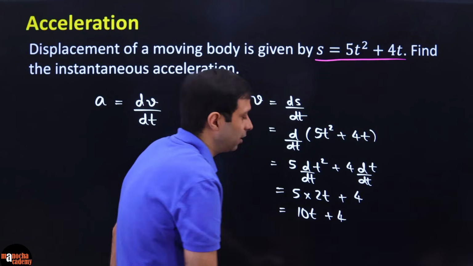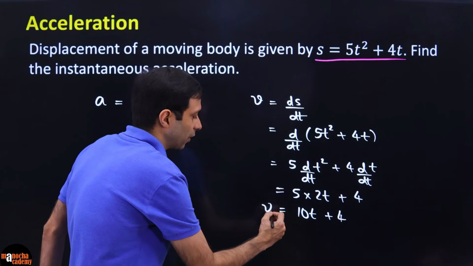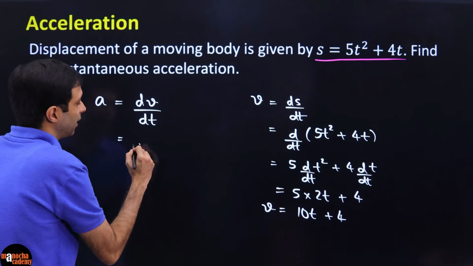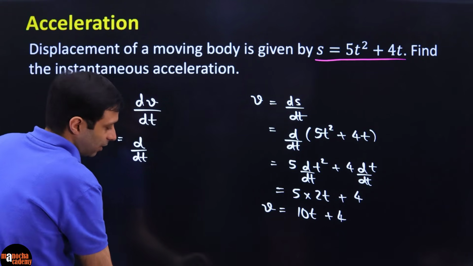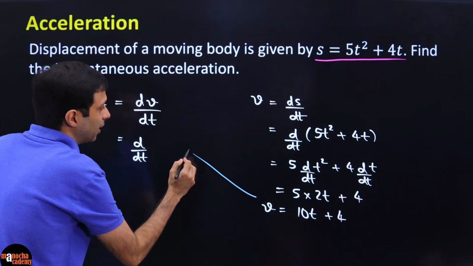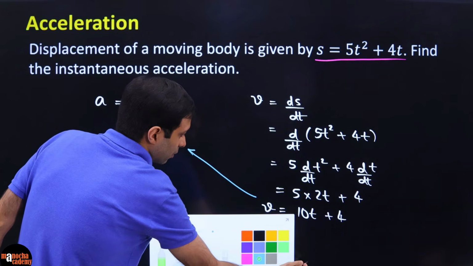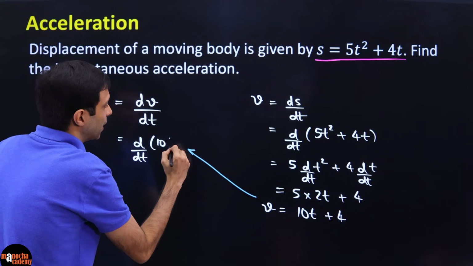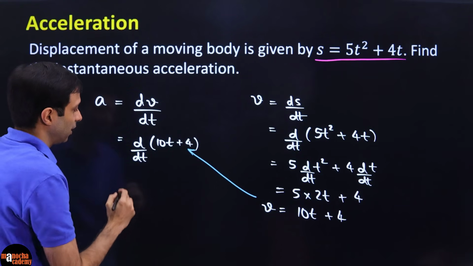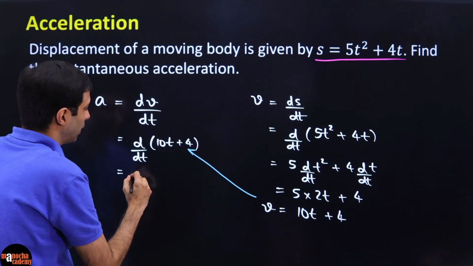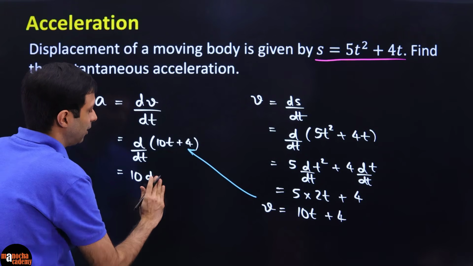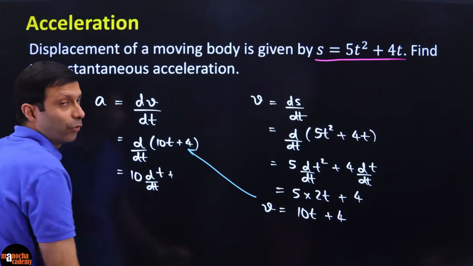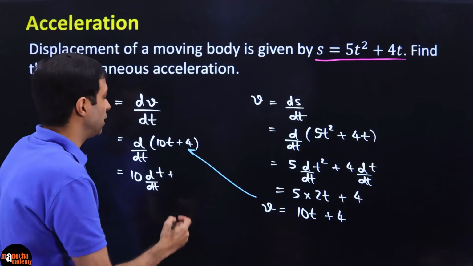In fact, we had seen this earlier when we had calculated the instantaneous velocity. Now we need to plug this in here. So what will we get? The instantaneous acceleration will be d/dt, and we are basically plugging in the velocity in this formula. So our velocity is 10t plus 4, the instantaneous velocity. So do a differentiation here. What will you get again? 10 times d/dt of t plus d/dt of 4. 4 is a constant, so its differentiation will be 0.